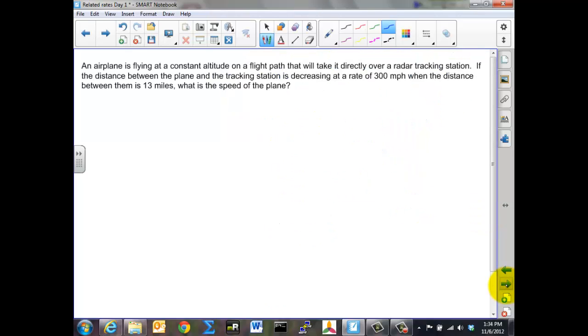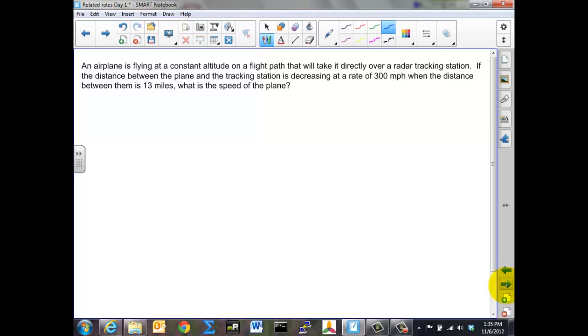All right. An airplane is flying at a constant altitude on a flight path that will take it directly over a radar tracking station. If the distance between the plane and the tracking station is decreasing at a rate of 300 miles per hour, when the distance between them is 13 miles, what is the speed of the plane? Wow. Give us all that information and not even a picture, so that sounds very hard, doesn't it? Well, let's see if we can start drawing a picture of it, okay?